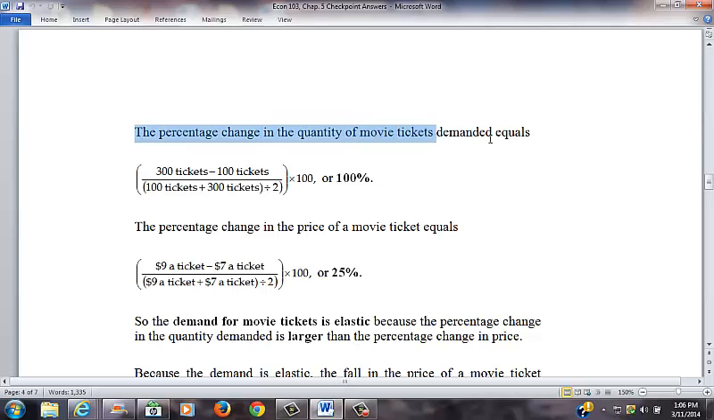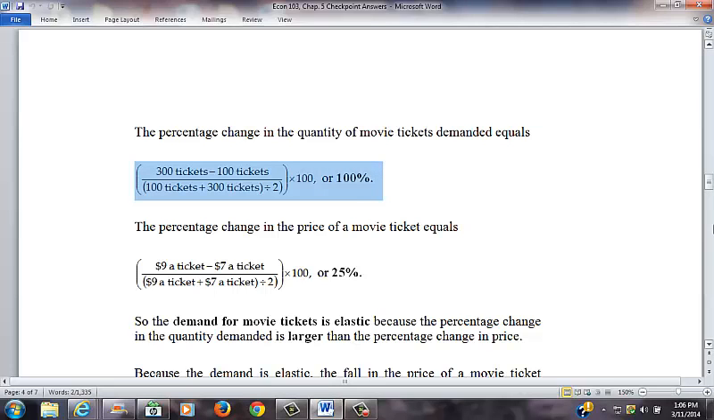The percentage change in the quantity of movie tickets demanded equals, and here's the formula, 300 tickets minus 100 tickets, that is noting the difference. And then in the denominator, 100 tickets plus 300 tickets divided by 2. Again, this denominator figure is due to using the midpoint method, trying to find the average number here. Times 100 for the entire quantity, and that'll get a number of 100%.